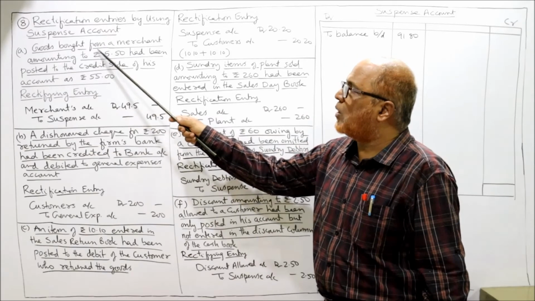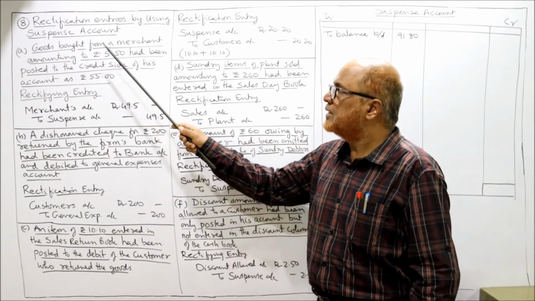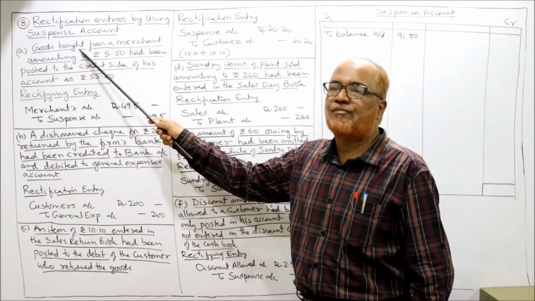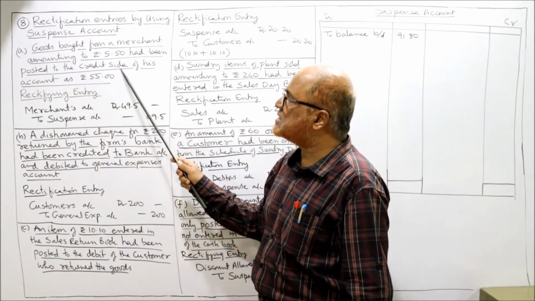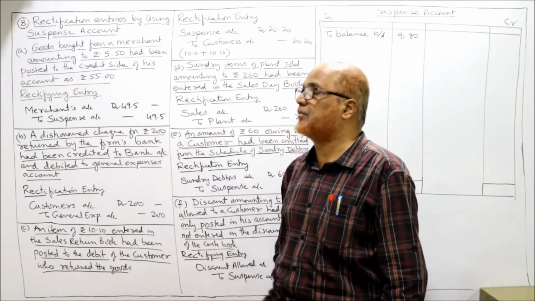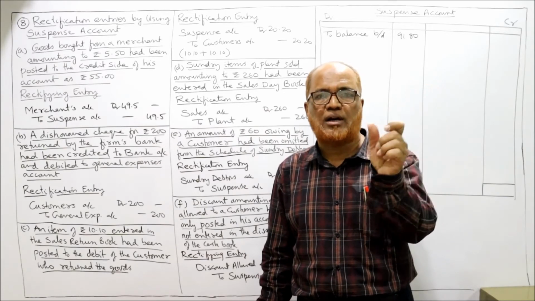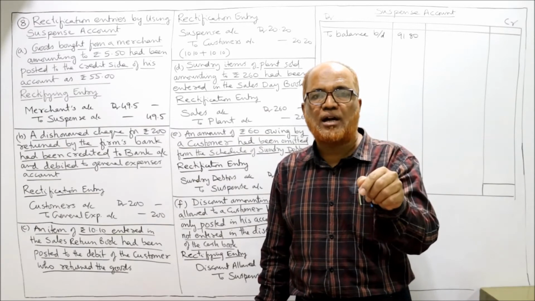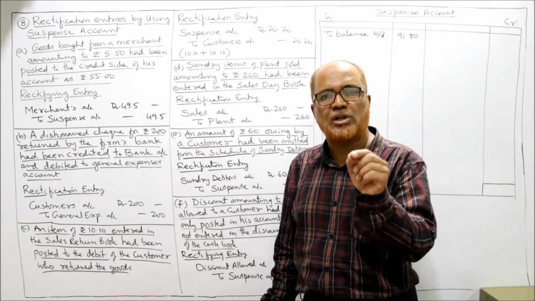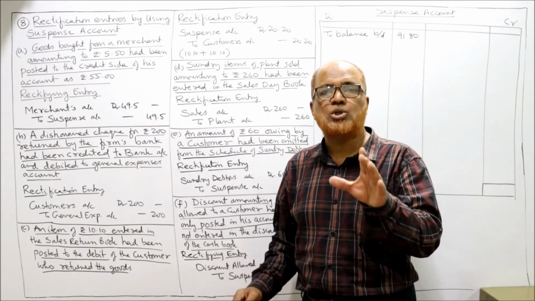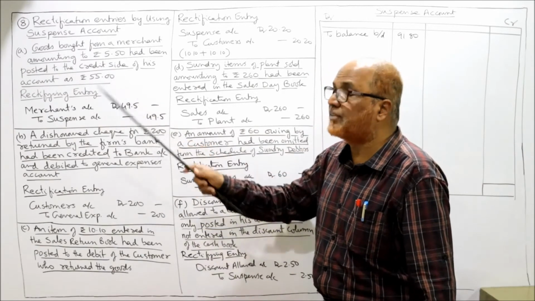First error. Goods bought from a merchant amounting to 5 rupee 50 paisa. The same thing is given in the problem. So goods bought, means purchased, from a merchant amounting to 5.50 had been posted to the credit side of his account as 55 rupees. When we purchase the goods from the merchant, the entry will be purchases account debit to merchant's account. The merchant account should have been credited by 5 rupee 50 paisa. Actual correct amount is 5.5. The merchant's account should be credited by 5.5, but by mistake his account is credited by 55 rupees.